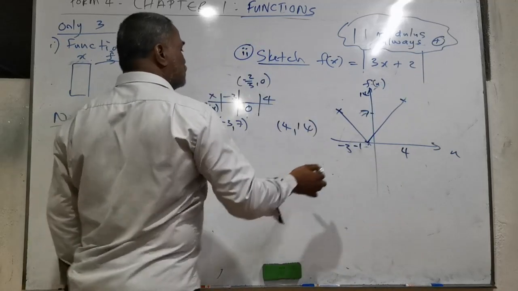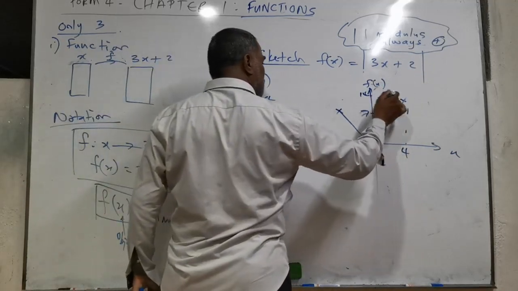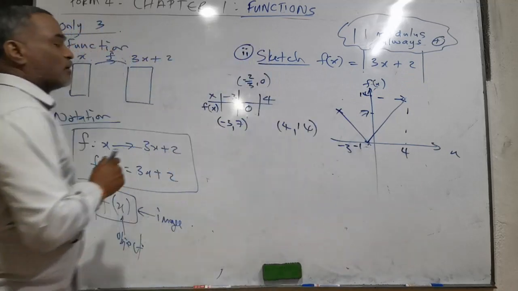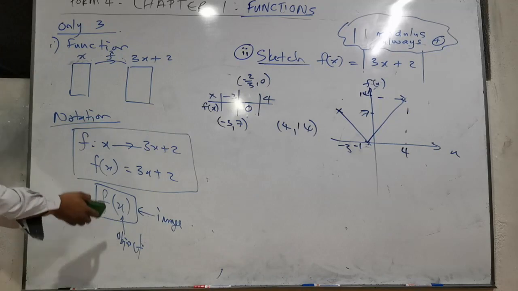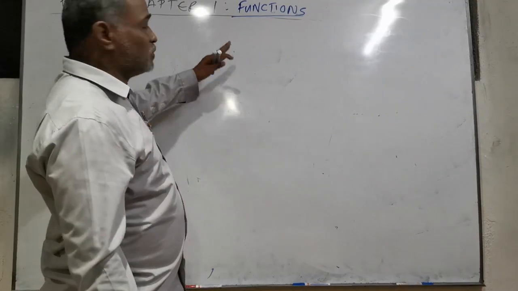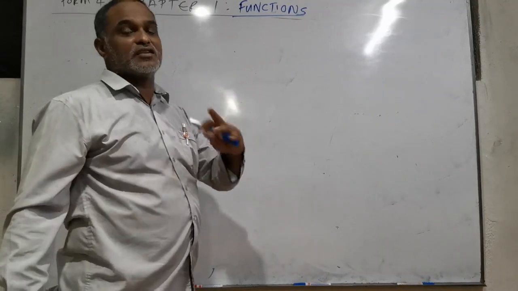This is a way to sketch a graph. Okay, that is called function. So out of 3 aspects, first aspect finished. Alright, just now I told you that it's called 3 aspects. First aspect, function, completely finished.